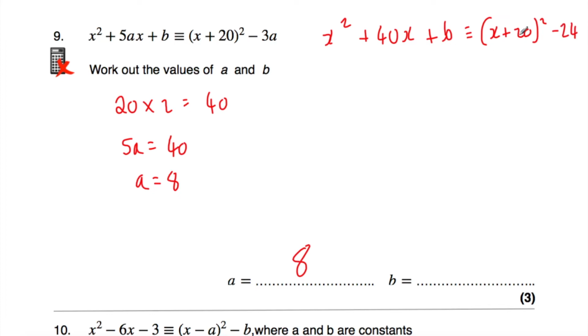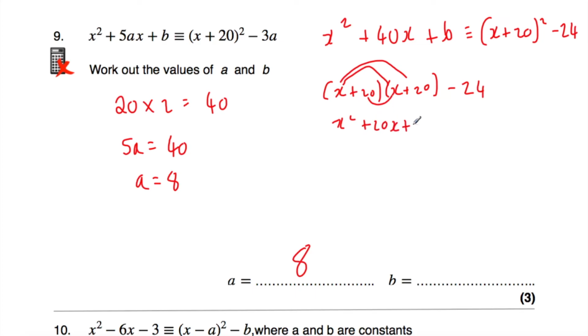Okay, that's fantastic, because now if we expand these brackets and simplify, let's see what we get. So let's focus on this right hand side. We'd have (x plus 20) squared, so it's going to be (x plus 20)(x plus 20), and we've got minus 24. So if we expand this, x times x is x squared, x times 20 and 20 times x, that'll be plus 20x plus another 20x, and then 20 times 20 would be plus 400, and then we've got our minus 24. And then if we simplify this, we'd have x squared, 20x plus 20x is 40x, and then 400 take away 24 is plus 376.